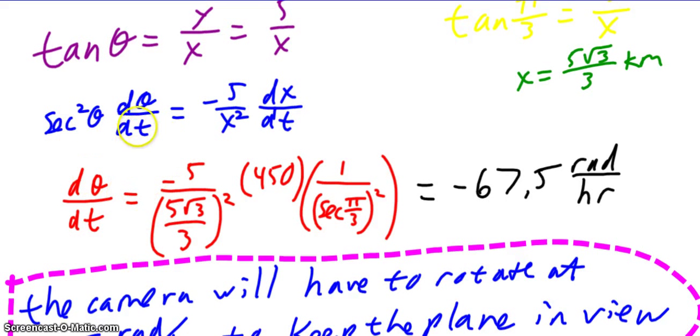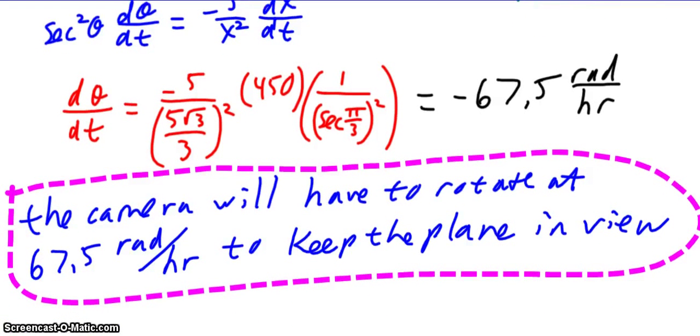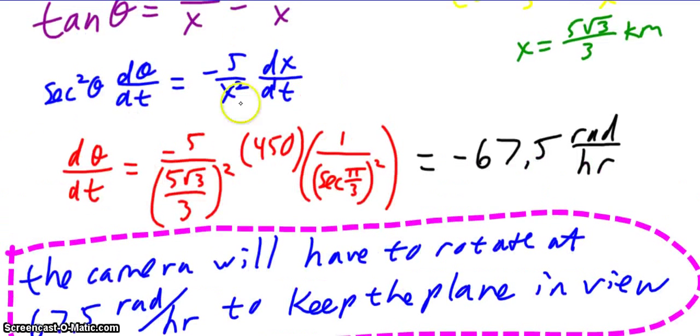So now I solve for d theta dt, so I divided by secant squared of theta. I've substituted in all of the values that I know. So x is 5 root 3 over 3, so that's squared. dx dt is 450, and then secant of pi thirds is actually 2, so this quantity squared is just going to become 4, so this is going to be 1/4. Type that into your calculator and it actually simplifies nicely to negative 67.5 radians per hour, but again the negative is just telling us how it's turning.